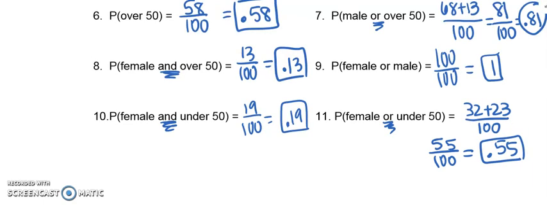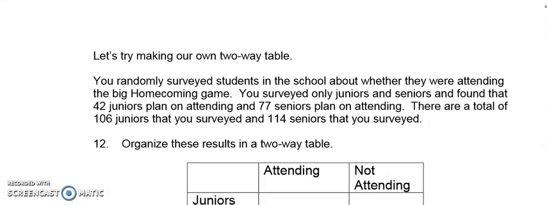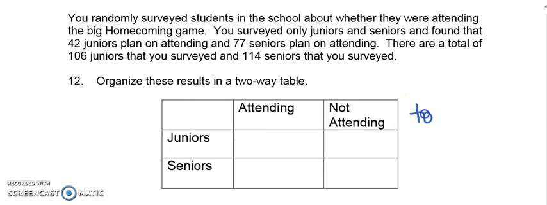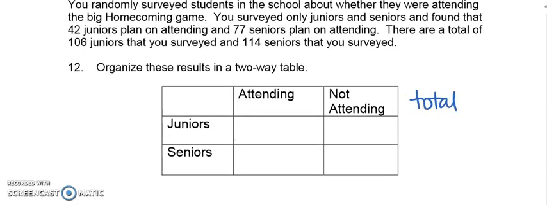All right, remember, if you need to go back and rewatch, do what you need to do. Let's try making our own two-way table. One thing, like I said, is I like to write the total on both the top and the bottom, I think it helps. It says you randomly surveyed students in the school about whether they are attending the big homecoming game. You surveyed only juniors and seniors and found that 42 juniors plan on attending.